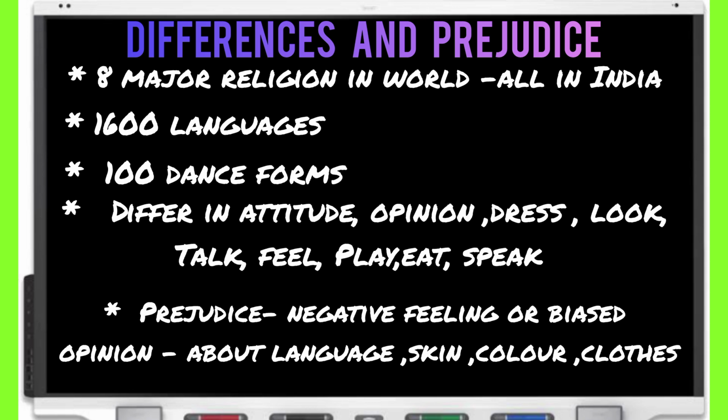Now prejudice involves a kind of biased behavior or a negative feeling associated with something. So let's say a person who can't speak English could be considered an inferior person. It would be a negative feeling associated with that person, on the assumption that the person who can speak English knows much better. So that's a kind of prejudice that exists. Prejudice can also exist based on skin color and clothing. All of these give rise to prejudice.